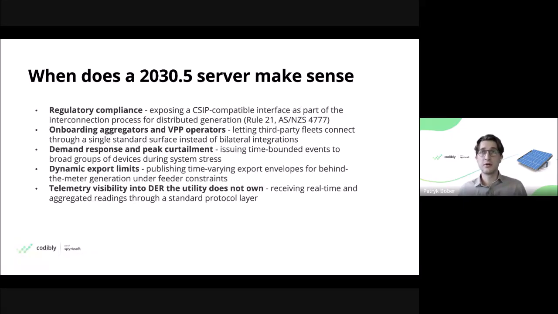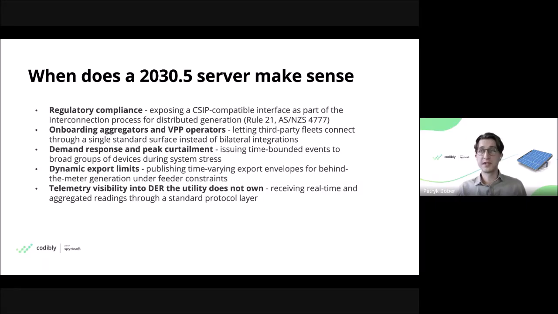Second driver is onboarding third-party aggregators and virtual power plant operators into utility programs. Without a 2030.5 server, the utility would have to build a separate connection for each aggregator, which doesn't scale. Demand response and peak curtailment programs are another common driver, since the server provides a structured way to issue time-bounded events to broad groups of devices without hand-rolling a control path for each fleet.